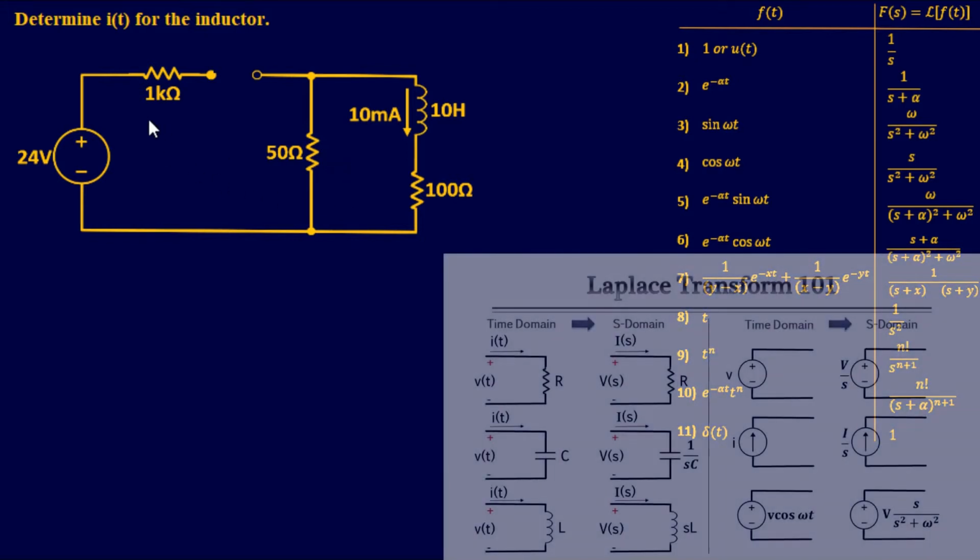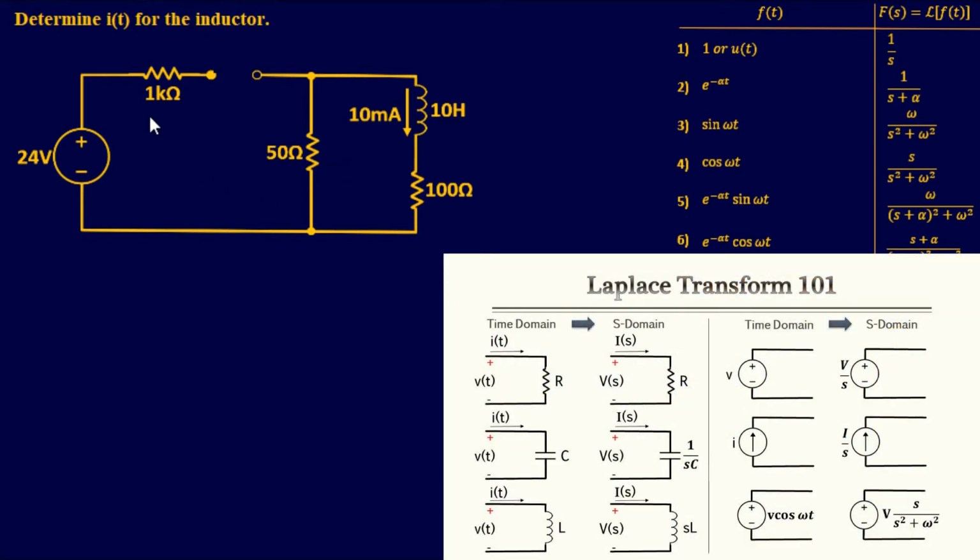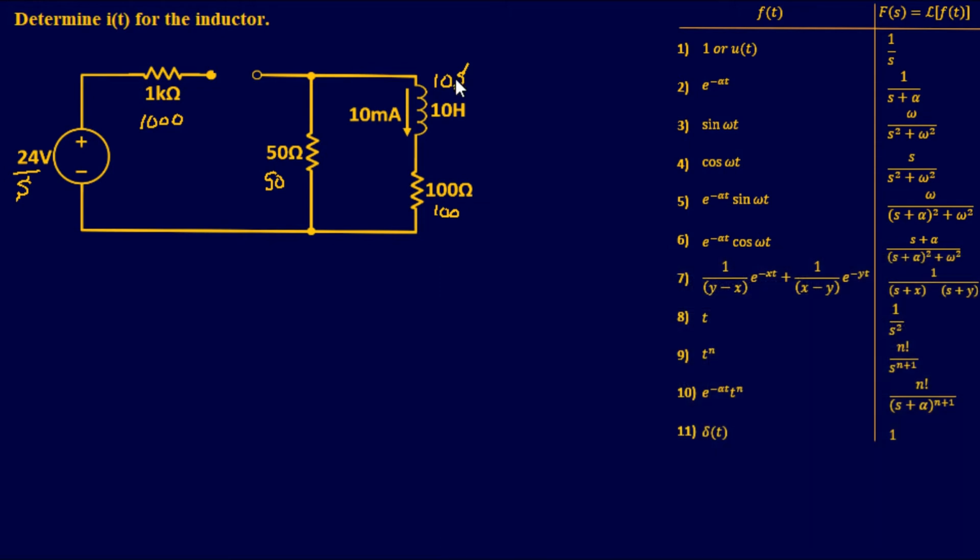Now for resistors, as we talked about earlier, all you have to do is remove the ohm symbol. So for this one, it's going to be 1000. For our DC voltage sources, all you have to do is put an S under it in your denominator. So it's going to be 24 over S. Again, for resistors, all you have to do is put a 50 there, 100 here. And for inductors, instead of the H, you just put an S. So this one's going to be 10S.